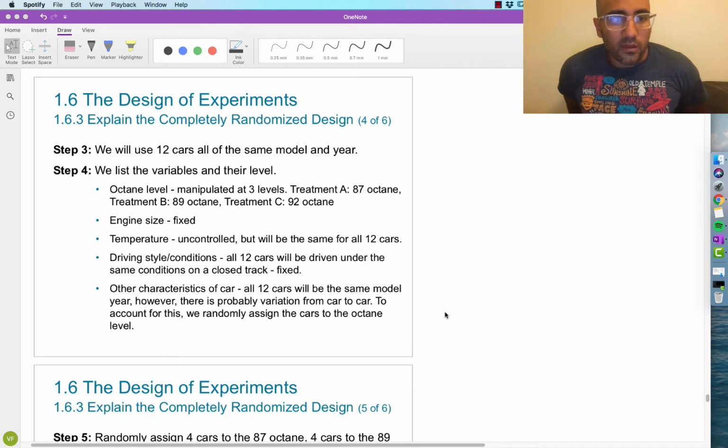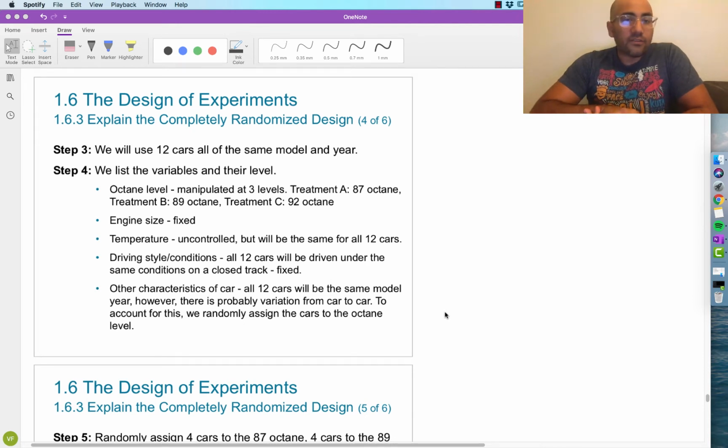Another variable, another factor, is the engine size. And we can say that they're approximately the same engines if we pick the cars to all be the same model in the same year. The temperature when this experiment occurs, well, if you do it all at the same time, if you are going to conduct the experiment and all 12 cars drive at the same time, they're going to experience the same temperature outside. However, if you're going to do this one car at a time, then that becomes a bigger issue, right?